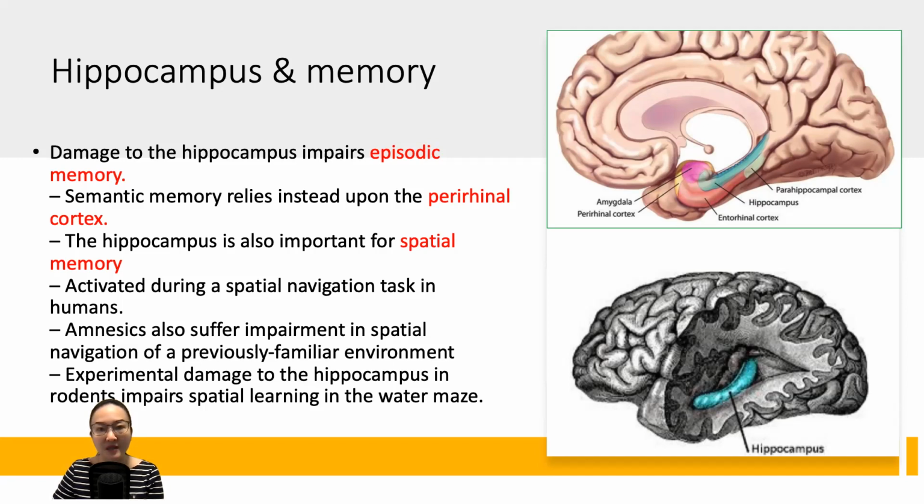The hippocampus is also important for spatial memory. Here is the hippocampus, a little bit on the right side, in the middle but below as well. The hippocampus is activated during a spatial navigation task in humans. Amnesics also suffer impairment in spatial navigation of a previously familiar environment. Experimental damage to the hippocampus in rodents impairs spatial learning in the water maze. Here is another picture of the hippocampus on the right-hand side.